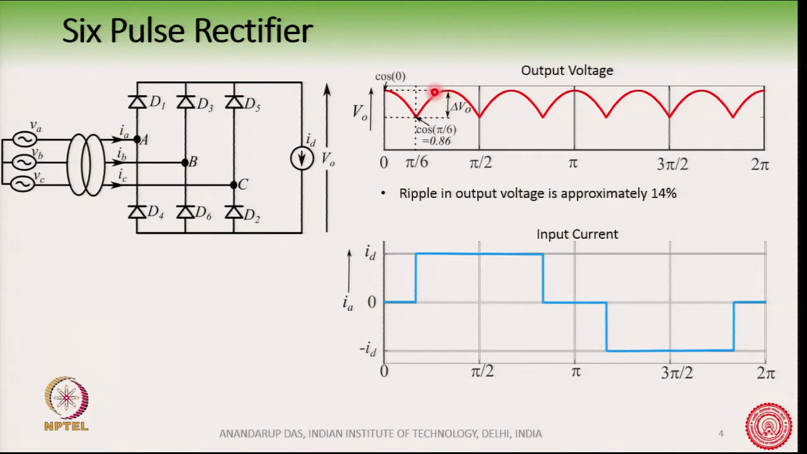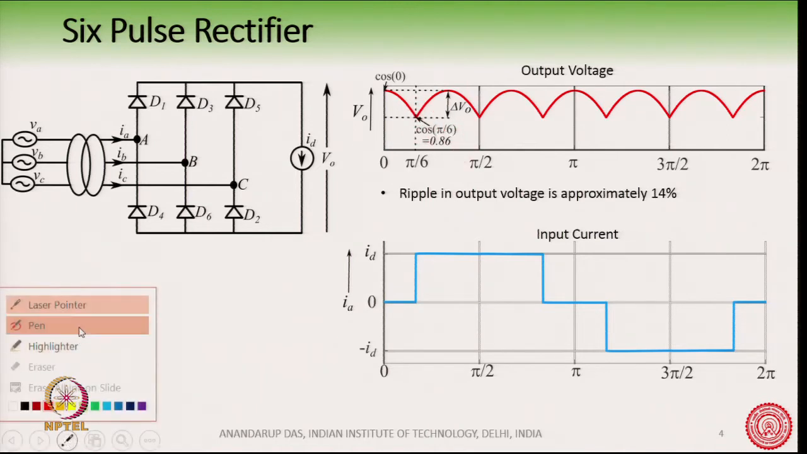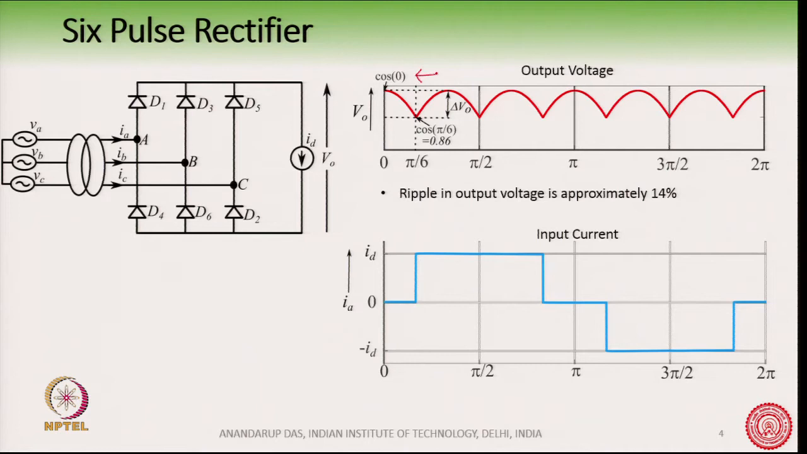So, the peak to peak ripple here, if this value is 1, that is cos 0, and so this value will be at 30 degree, because this total length is 60 degree. So, this is 60 degree here, and so half of it is 30 degree, and cos 30 degree or cos pi by 6 is equal to 0.866. Therefore, the peak to peak ripple is close to 14%. There are 6 lobes, and that is why this is called a 6 pulse rectifier.